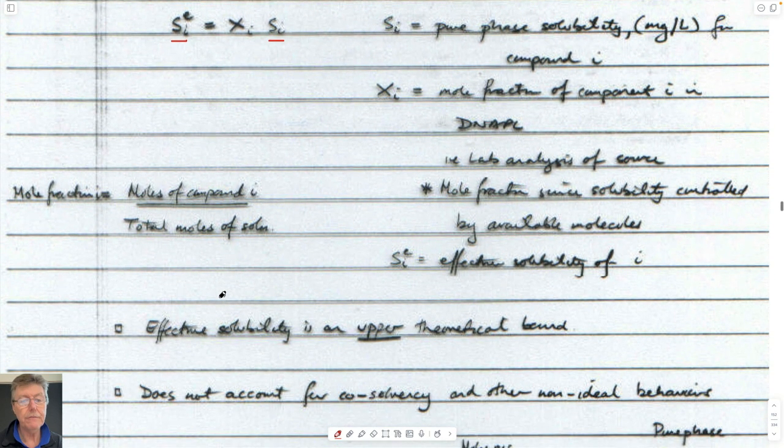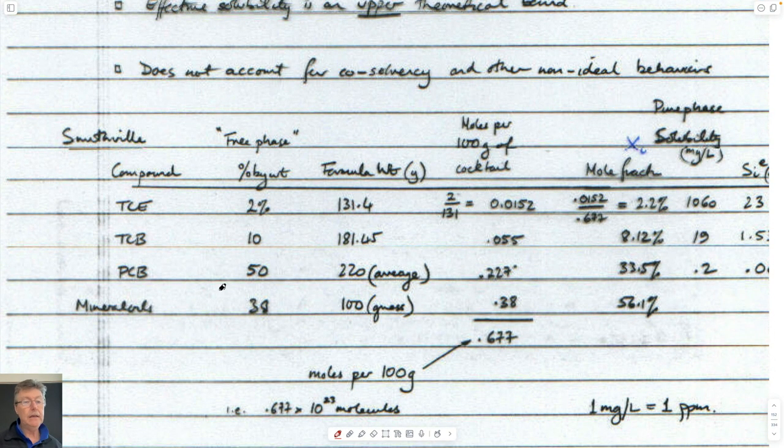And so if you want to do that for, say, Smithville, where the compounds that are present are TCE, TCB, and PCBs in some proportion, and some mineral oils as well. You have these compounds. They're in some proportion by weight, 2, 10, 50, and 38%. I guess they do sum to 100%. And if you know what the formula weights of these individual compounds are, then you can calculate for 100 grams of the cocktail that you have as this liquid mixture that you're going to dump in the water, the molar fraction just by dividing their weight percentage by the molar weight. So 2 divided by 131 grams for a mole gives you 0.0152 moles in this 100 grams of cocktail.